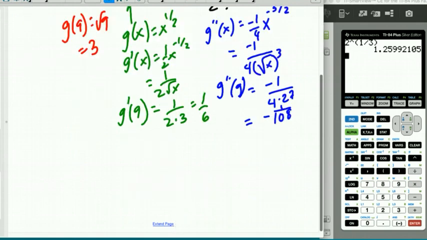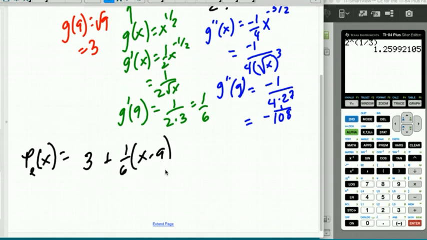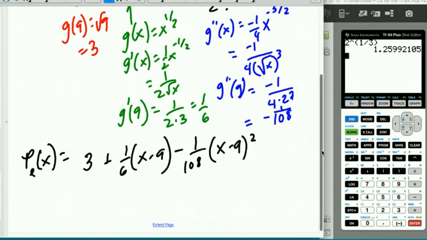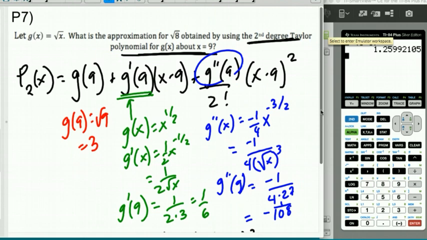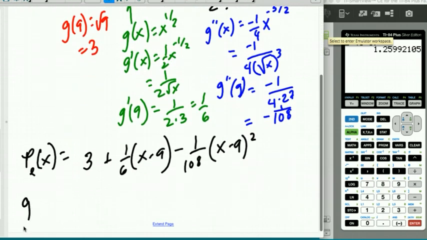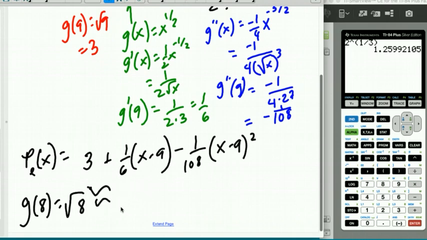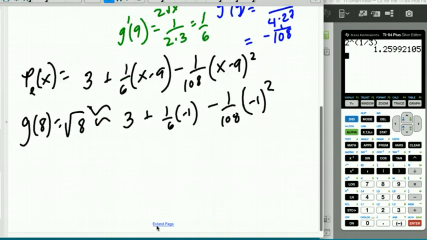Okay, so it seems that my second degree Taylor polynomial is going to be 3 plus a 1/6 times x minus 9 minus a 1 over 108, which is less fun, x minus 9 quantity squared, right? And I want to approximate the square root of 8, right? So that's my second degree Taylor polynomial. So g of 8, which is the square root of 8, would be approximately 3 plus a 1/6 times a negative 1 minus a 1/108 times a negative 1 squared. So that seems to be 3 minus 1/6 minus 1 over 108, right?